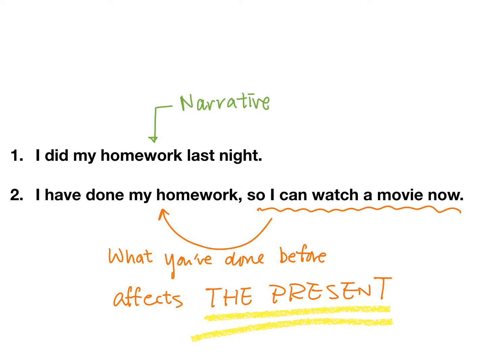But if I use present perfect tense, I've done my homework. Yes, finished. So I can watch a movie now. So you can see that an action in the past can affect my decision in the present. Because of something that I've done before, that affects what decision I may make right now. I'm not just telling you what happened in the past. I'm telling you what happened in the past that affects my current decision. Like, I've done my homework, so I can watch a movie now.